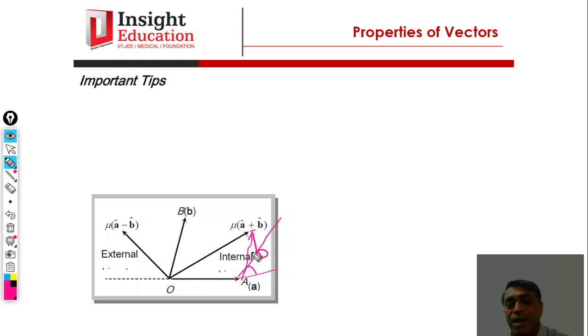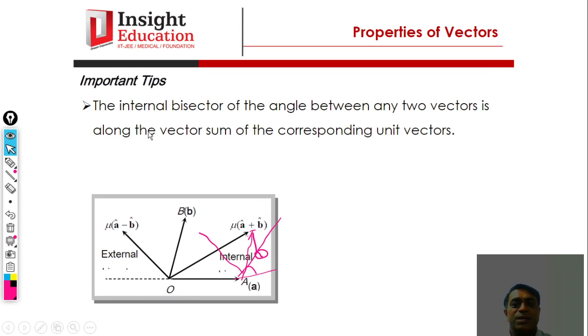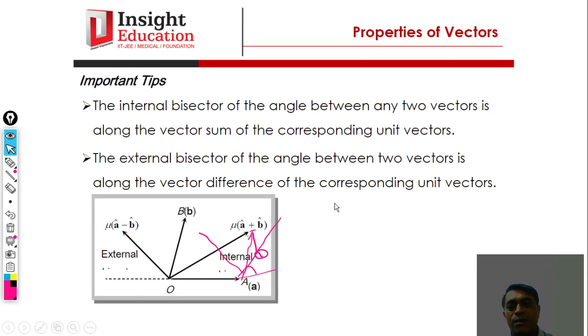Okay, but there are two angular bisectors. One is internal and the second one is external. You can see here there is an external bisector. For the external bisector, with vector A and vector B, it is vector B minus vector A, or vector A minus vector B. So that is the external bisector. There are two bisectors. The internal bisector of the angle between two vectors is along the vector sum of the corresponding unit vectors, while the external bisector is along the vector difference of the corresponding unit vectors. So A plus B and A minus B.